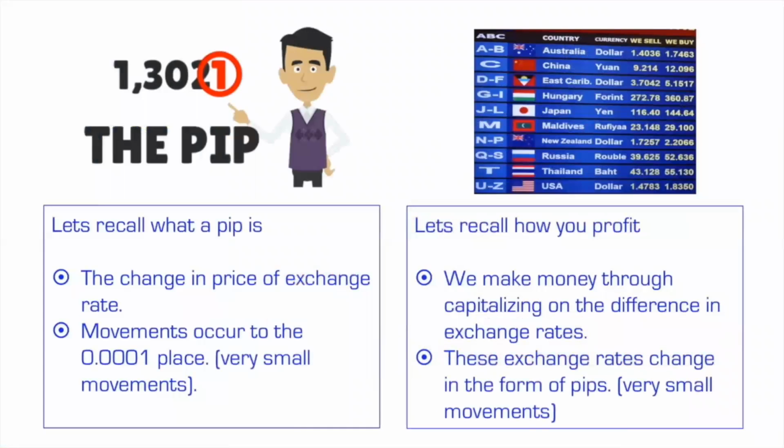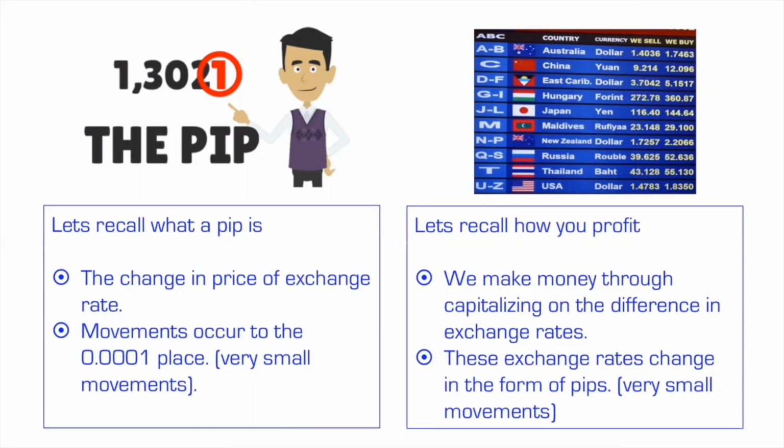Now let's recall what a pip is before we actually get to talking about leverage. Remember, a pip is the change in price in an exchange rate. Remember that movements occur to the 4th decimal place out. So these are very small movements. I'm going to talk about this more shortly. Let's also recall how you profit. Remember, you're buying and holding. So you're capitalizing on the difference in exchange rates.